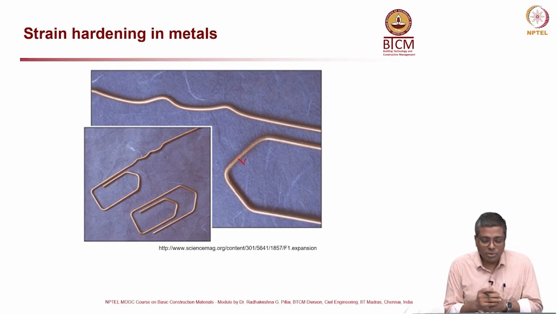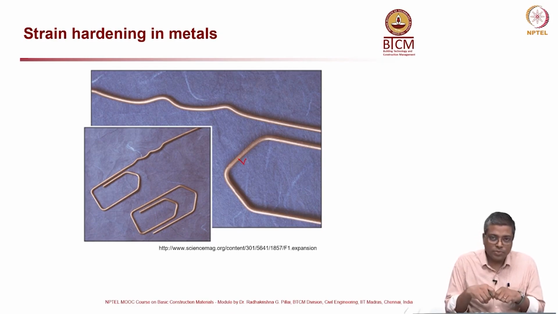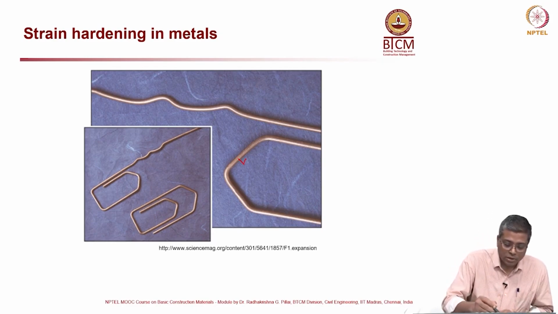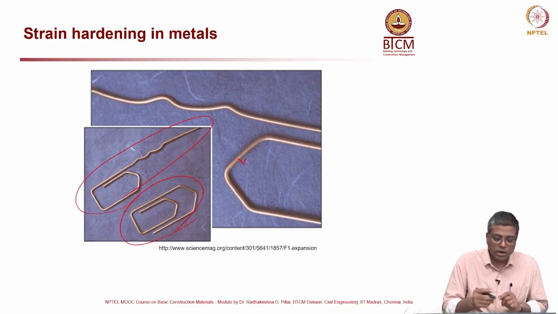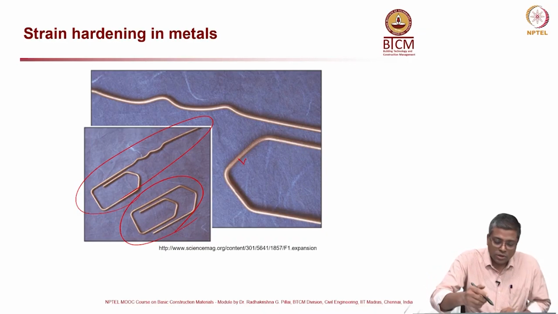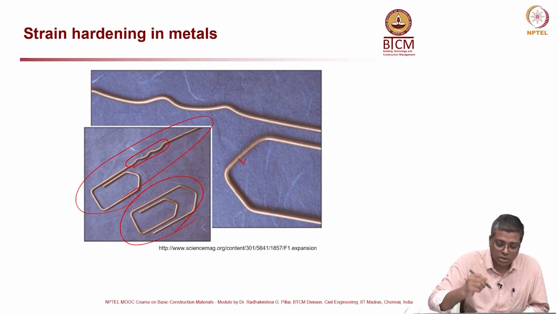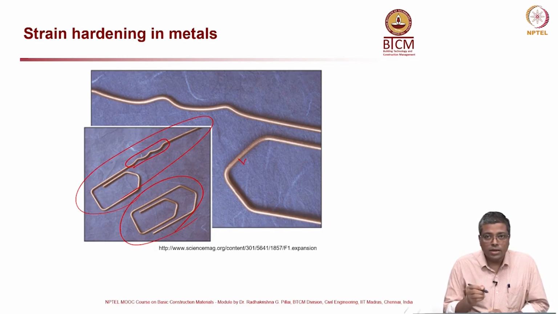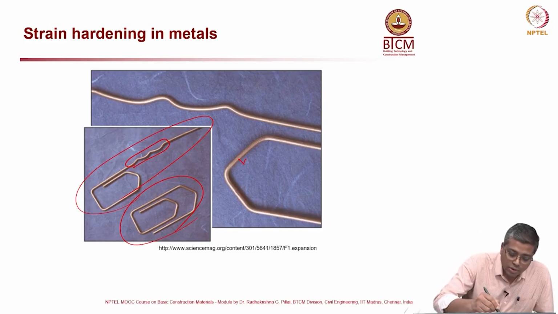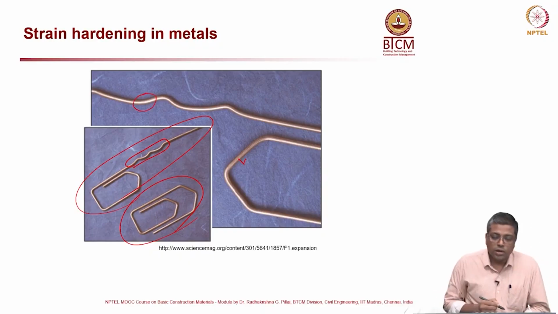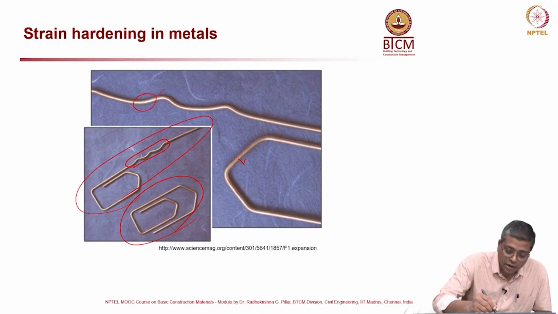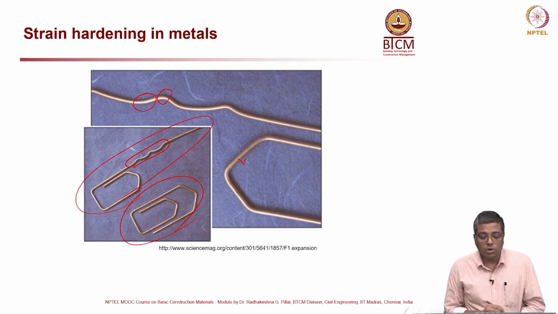Now, strain hardening, this is an example which you may want to practice. You take a paper clip and try to open it. Once you open it, you will see that you will not be able to keep it straight like this. It is very difficult because the bent portion is already having less strength than this point here, because that is already bent.